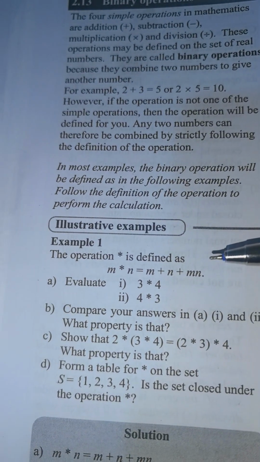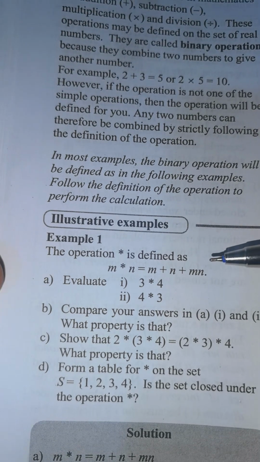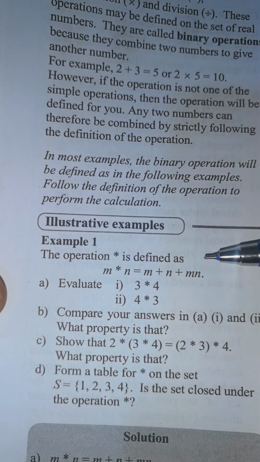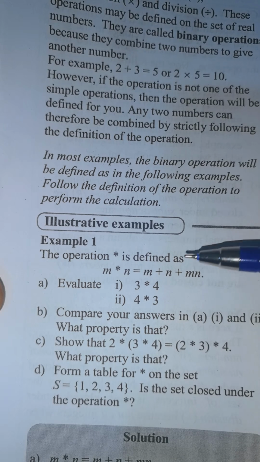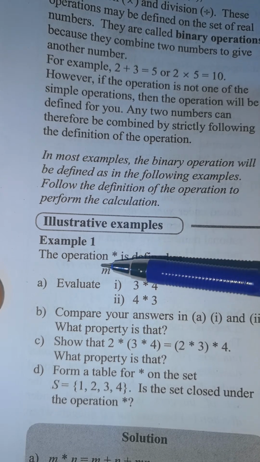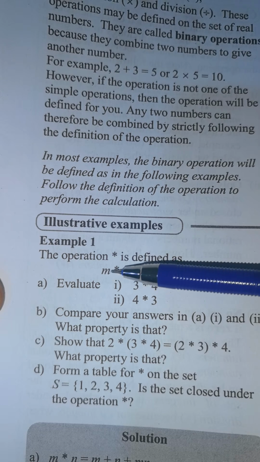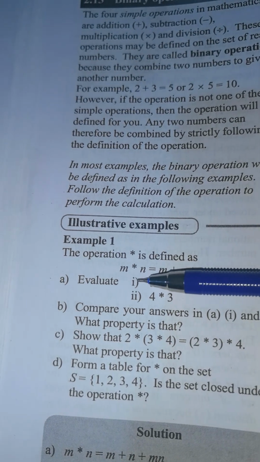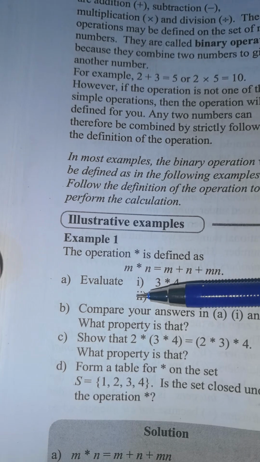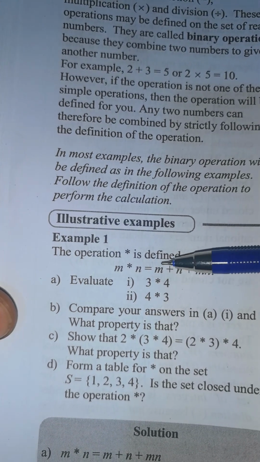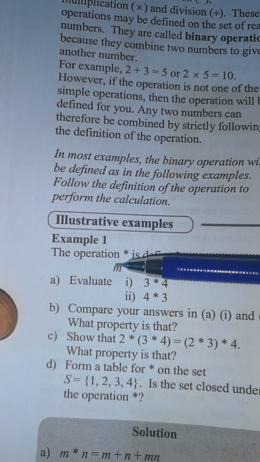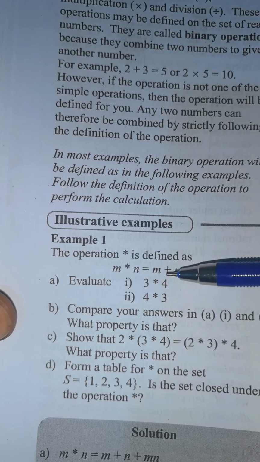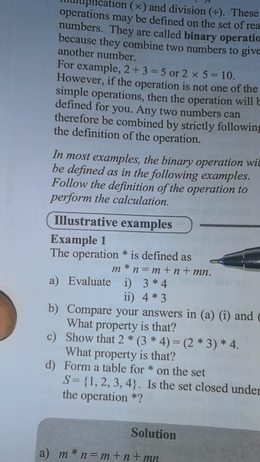Example 1, the operation star. Let me put it, the operation star is defined as, so m star n is equal to m plus n plus mn, right? So it means that whenever you see an expression of this sort, m and n are just variables. They are letters standing for numbers, right? So you can be given a question with the number, and then when you see this particular expression, it means that it's m plus n plus mn.